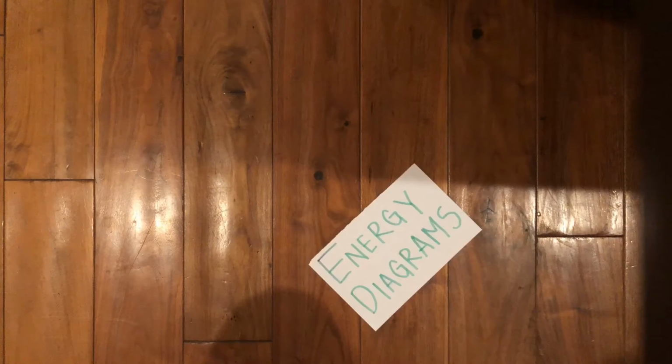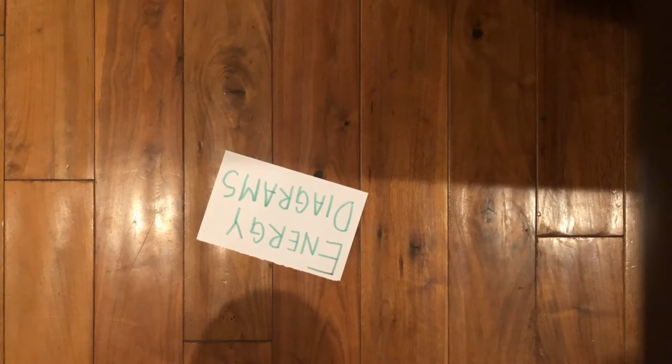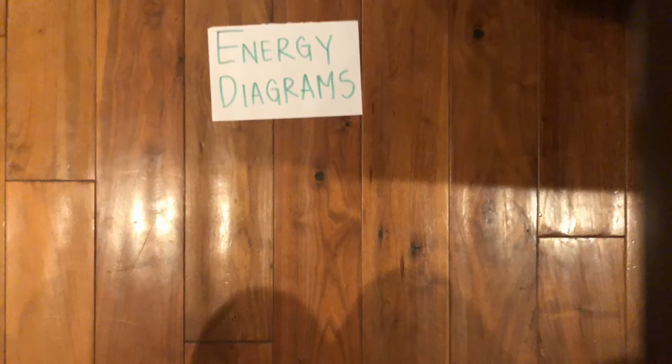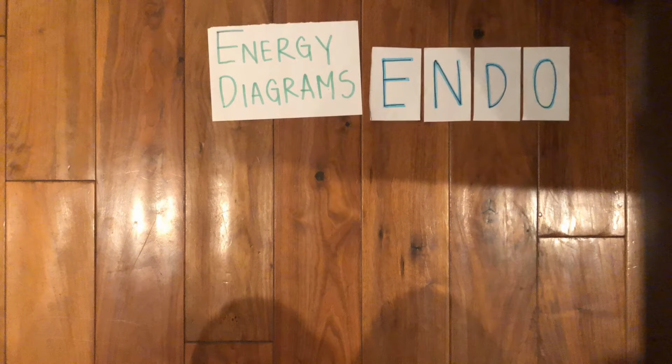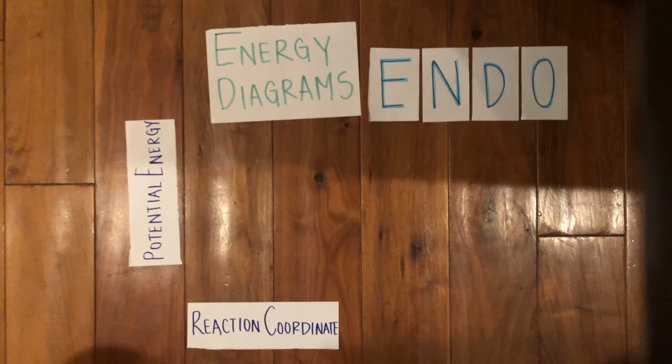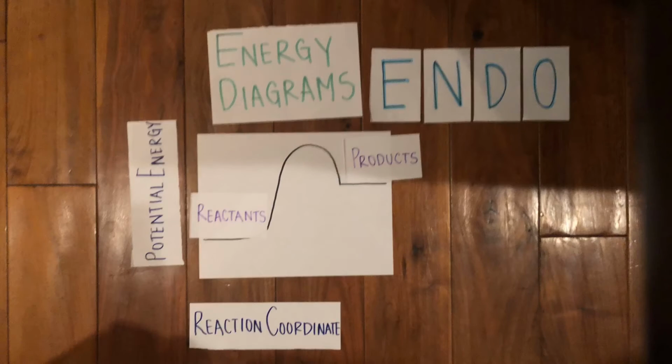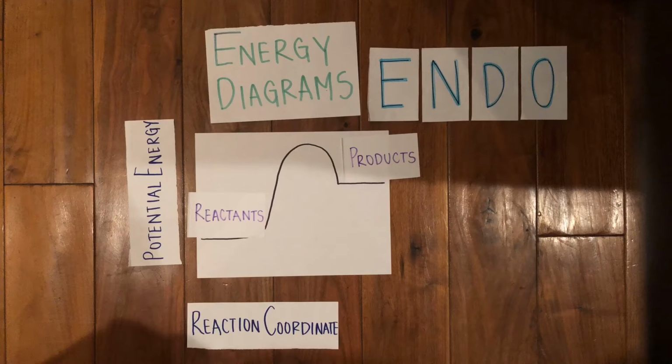Another important thing to know about exothermic and endothermic reactions is how they are represented in energy diagrams. The first energy diagram I will talk about is the endothermic reaction energy diagram. In this diagram, the potential energy is on the y-axis and the reaction coordinate, or rate of the reaction, is on the x-axis. For an endothermic reaction, the potential energy of the reactants is lower than the potential energy of the products. This is because it takes more energy for the reaction to proceed.